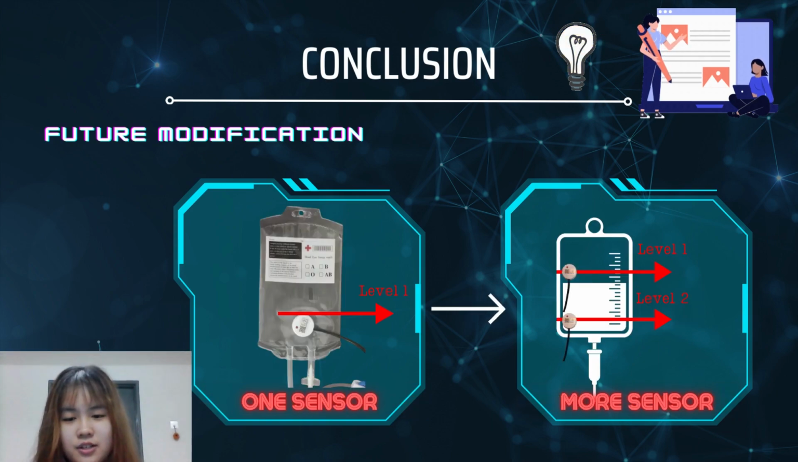Second modification is that we can add one more sensor at a different level so the alert system can alert the nurse twice as the platelet is running low. When the platelet reaches level 2 after level 1, the clamper will do its work to stop the dripping.